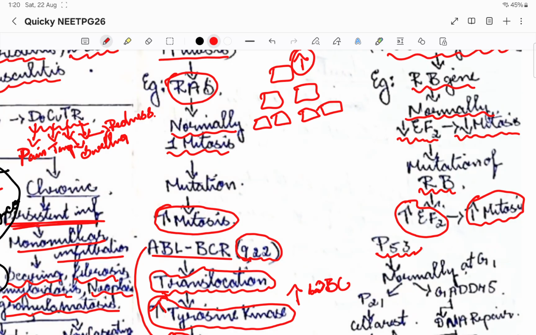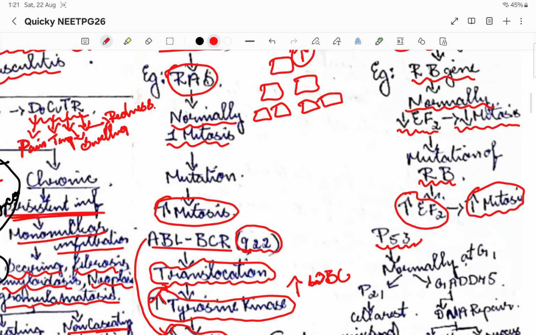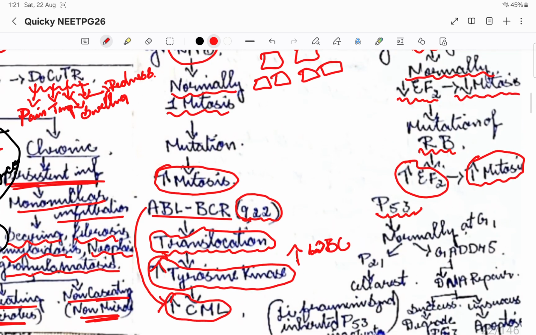You would have seen some of the cases in your ophthalmology during internship also, right? Retinoblastoma and all these cases you would have definitely seen. Okay, so that is how the pathogenesis of that particular cancer will happen.